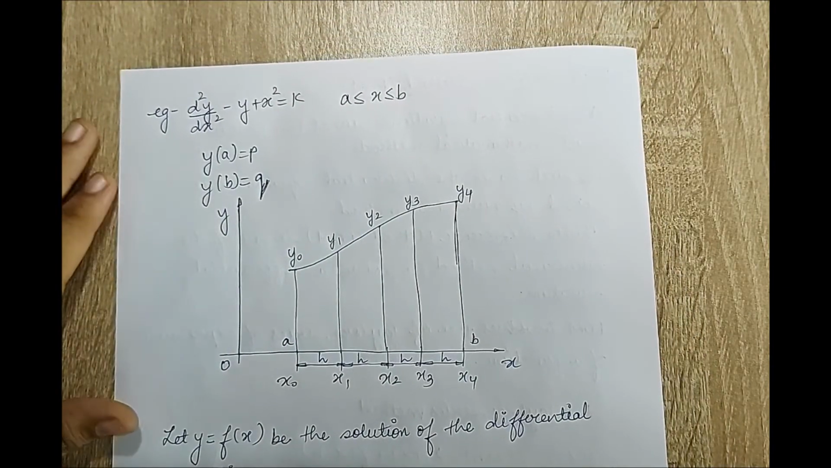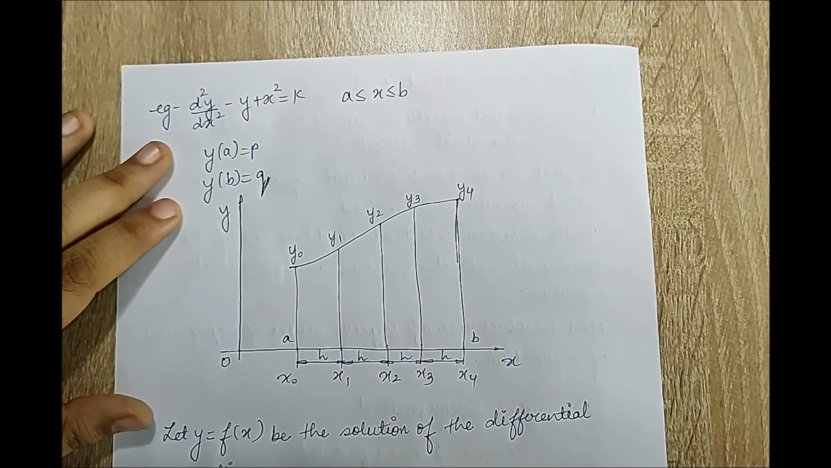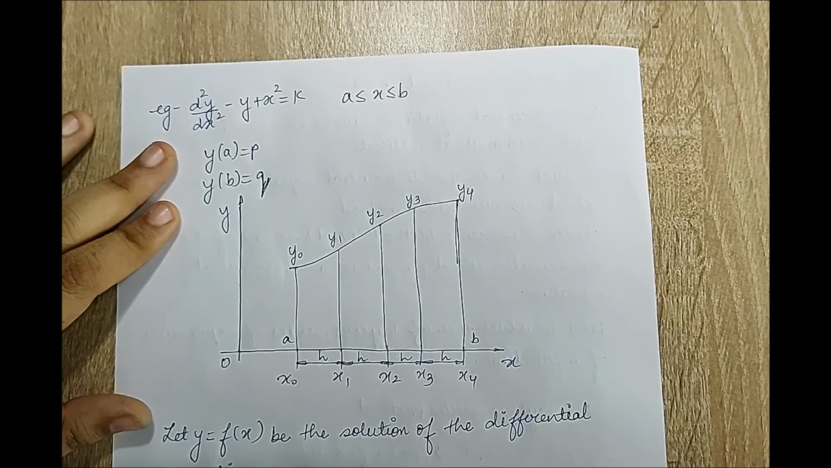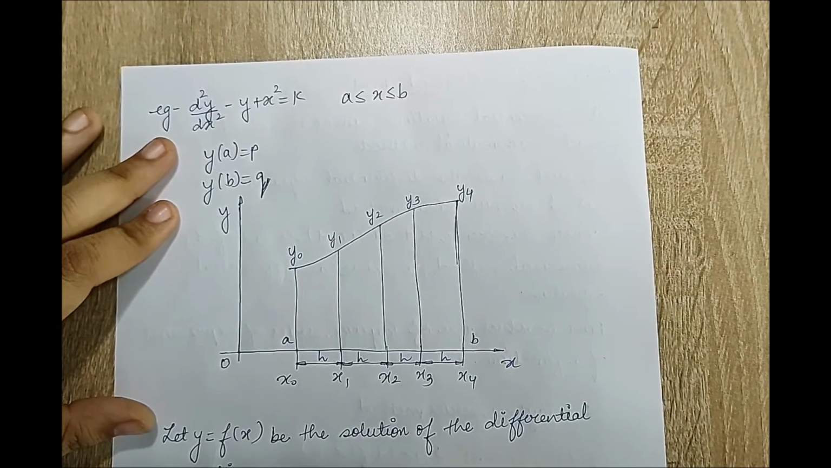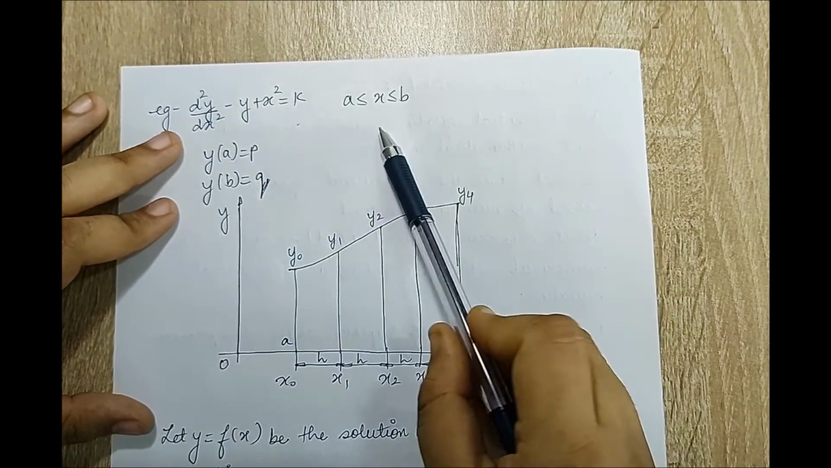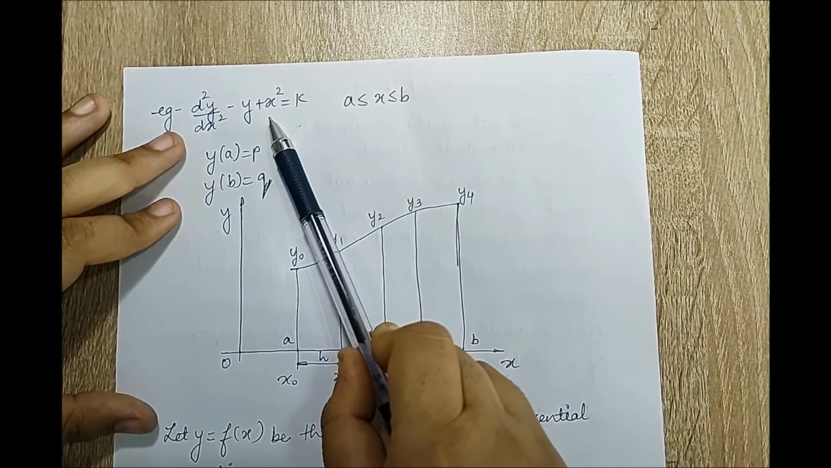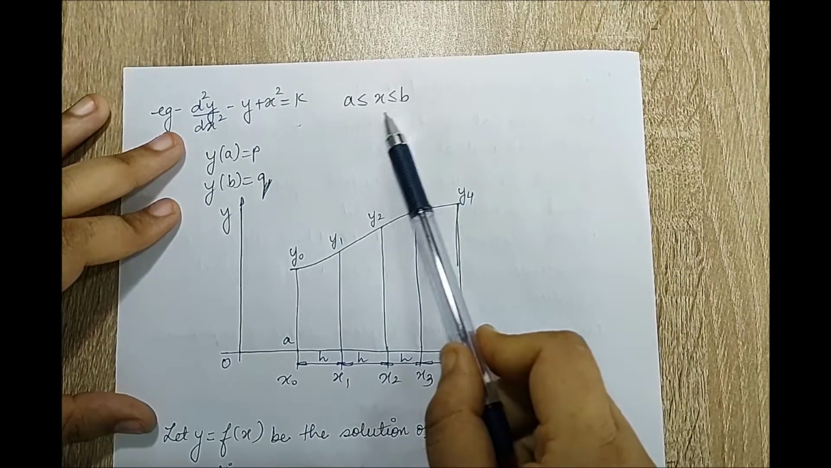I'll give you an example. d square y by dx square minus y plus x square is equal to k. This is just an equation. k is a constant value. The domain for this independent variable is a to b. This is a closed interval.